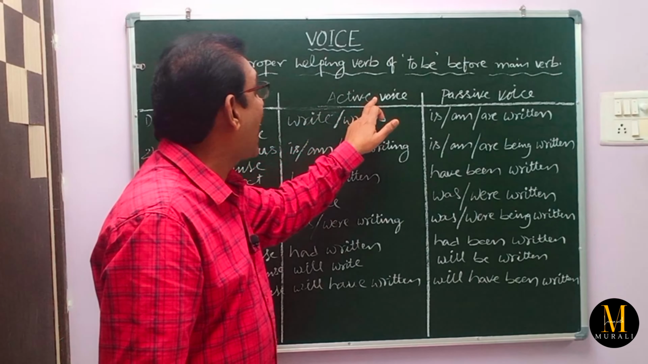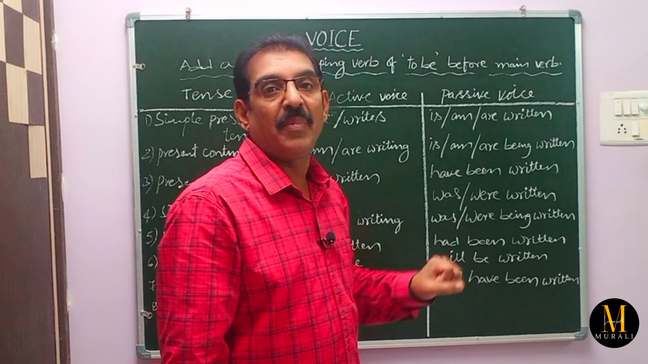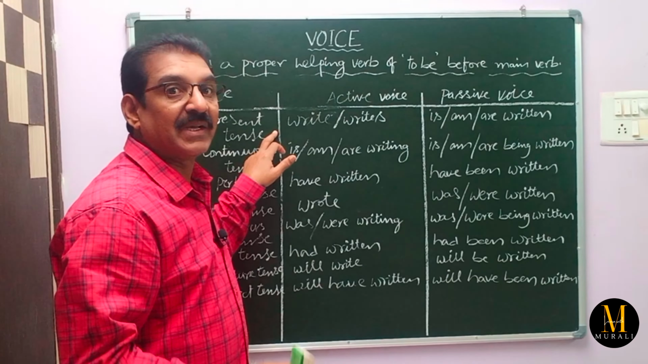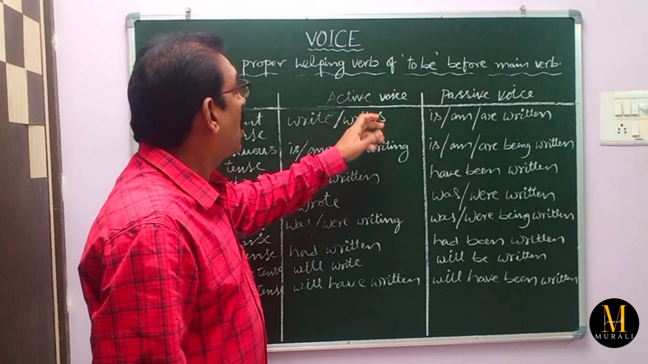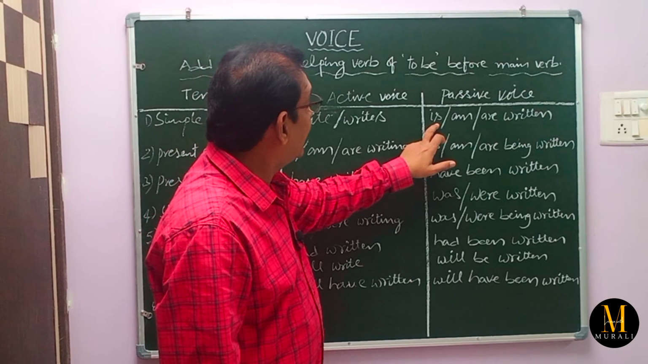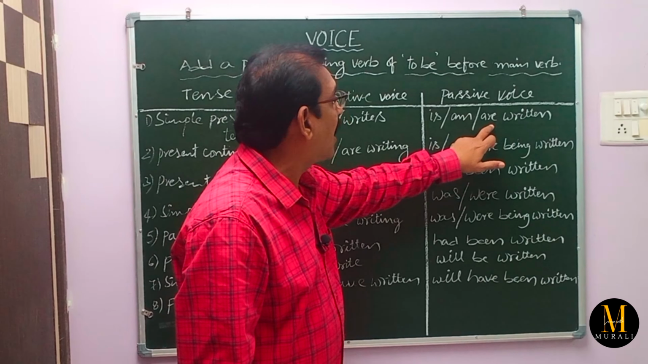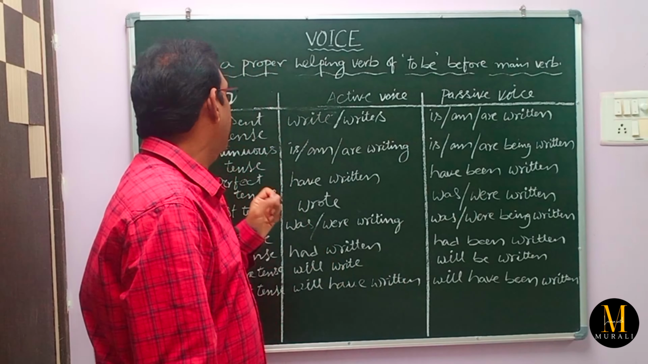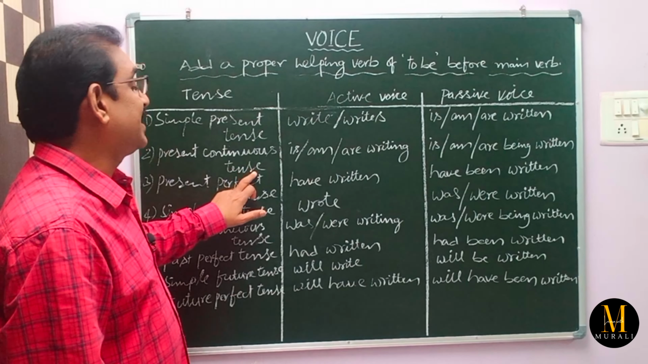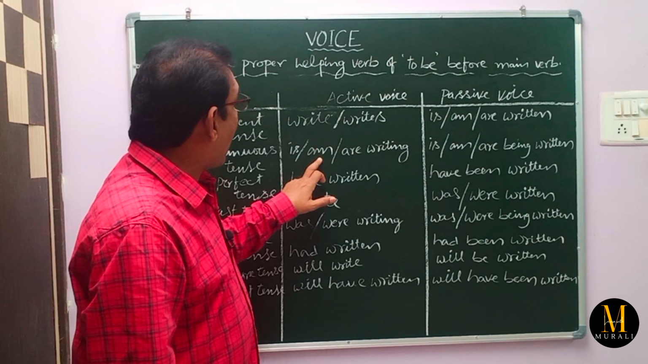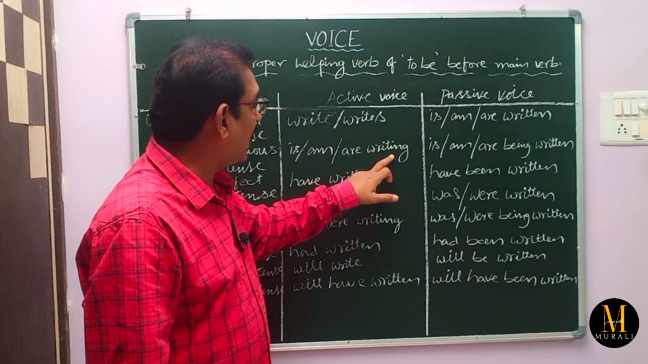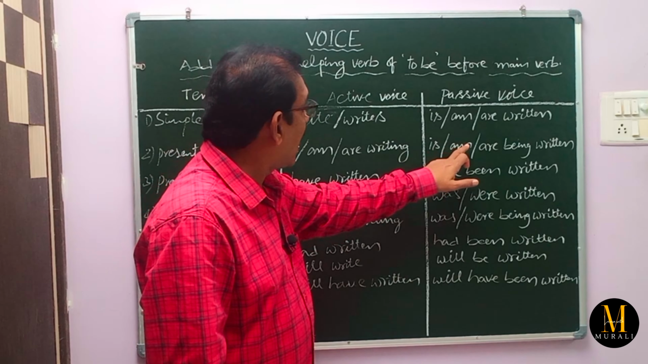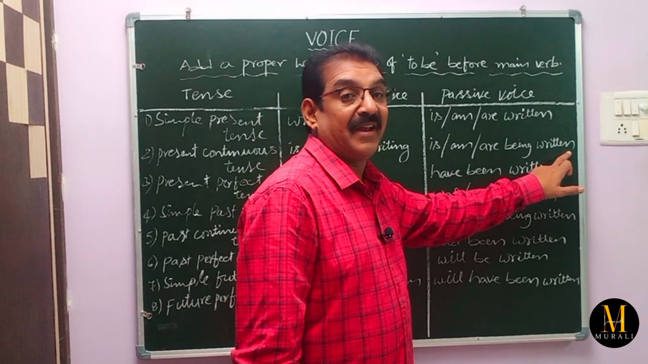How can we change into active voice? How can we change into passive voice? Suppose simple present tense is given in the active voice: write or writes. How can we change into passive voice? Is or am or are written. Written is the past participle, V3 form. Okay. Next, second one, present continuous tense: is, am, are writing. Okay, continuous, ing forms appear. Change into passive voice: is or am or are being written.